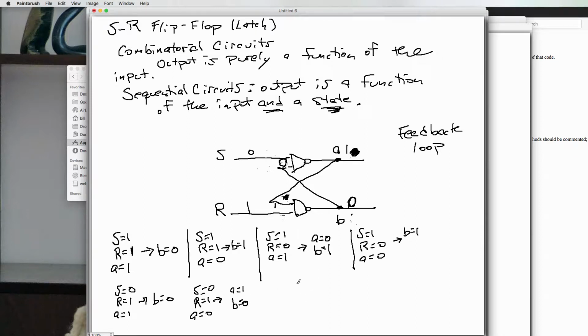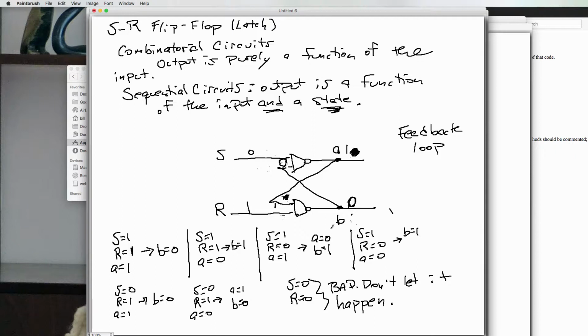Okay? So now the only thing left is what happens if S is 0 and R is 0. And the answer is this is bad. Don't let it happen. And I will leave it as an exercise for you to see what happens if you let these both be 0. I think you will find that this thing doesn't ever get into any steady state.